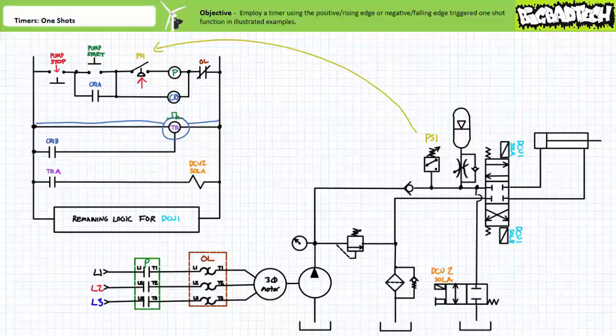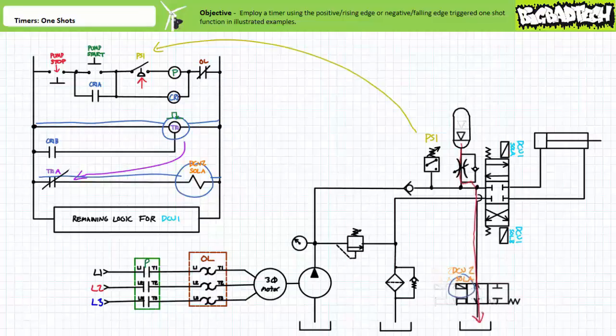CR1B opens, and timer relay TR1 has experienced a negative edge. Contact TR1A, executing the negative edge triggered one-shot, closes and energizes DCV2 solenoid A. The energized DCV2 Sol A shifts DCV2 to the open position and discharges the accumulator to tank. When pressure falls below the reset value of PS1, PS1 closes.